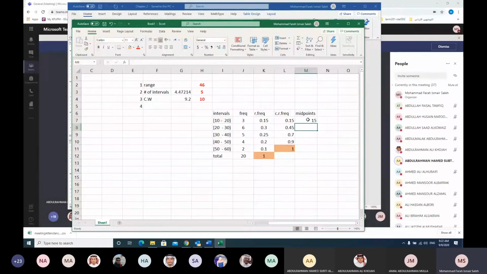We have another way to find it. The center for the second class equals the center for the first class plus the class width. What is the class width? It was 10. So 25, plus 10 is 35, plus 10 is 45, plus 10 is 55. Clear? Now this column is very important.